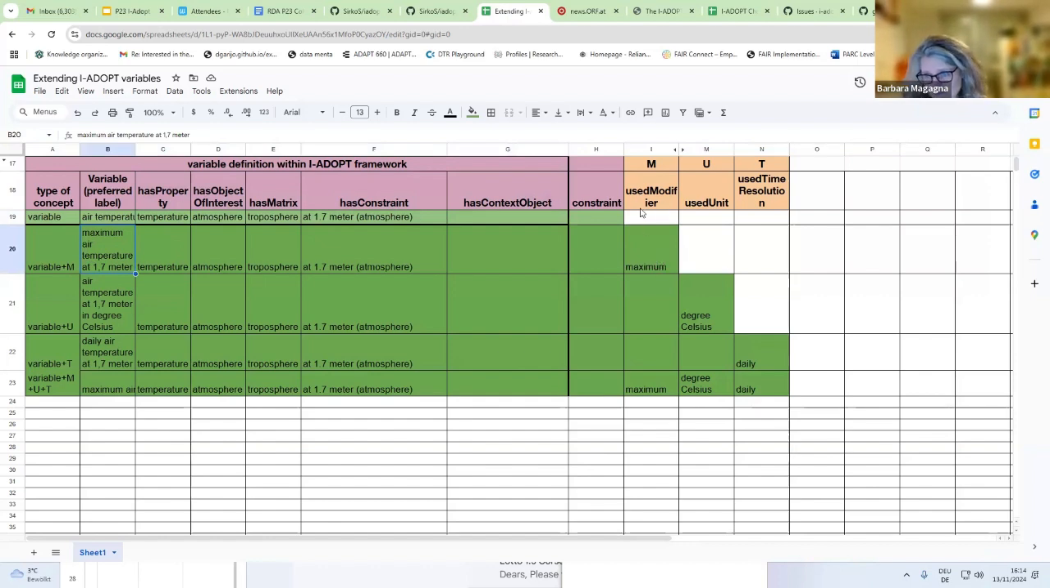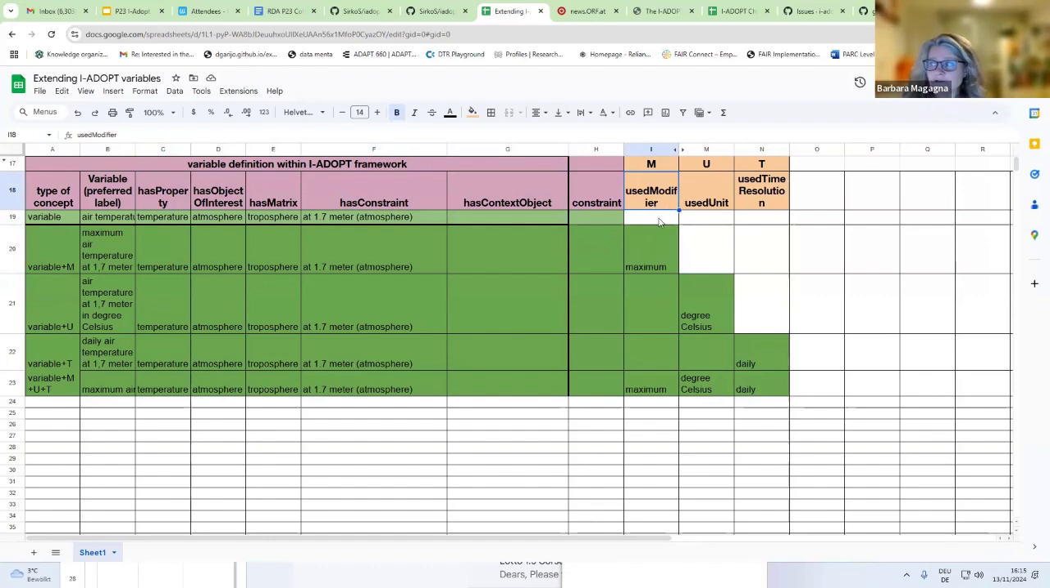It's not yet included in IAdopt, but you can think about modifier properties or extension properties, like has property, has object of interest. We could use any object property found in another ontology that we can agree on, to add this to the variable description.